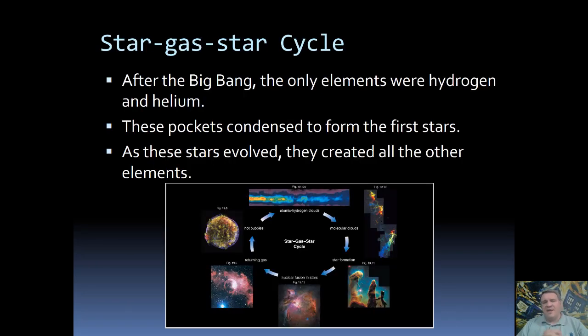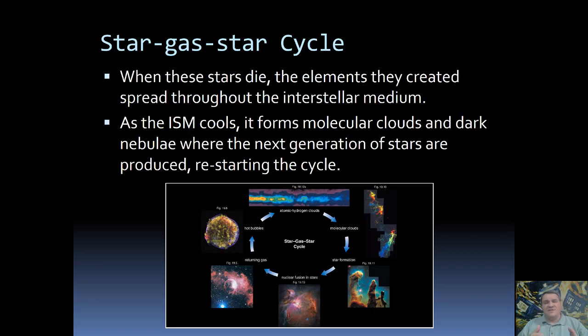So after the Big Bang, the only elements there were hydrogen and helium. We've mentioned this previously, and we'll explain why that is later on when we actually get to the Big Bang. So these pockets cooled off and condensed and formed into the very first stars. Now these stars evolved just as stars do by converting lighter elements into heavier elements through fusion all the way up until iron. Well, when these stars die, they're going to spread that material back out into the interstellar medium.